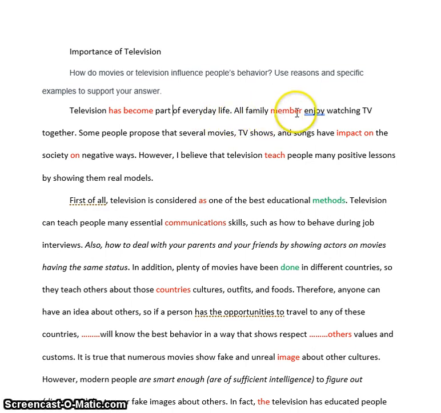All family member, because you have the word all, plural, we need the noun to be plural. Members enjoy watching TV together. Now, TOEFL and IELTS like to see a logical flow of information. They like it when your sentences have some kind of connection. This sentence and this sentence don't really have a connection. So let's add a linker, a good advanced linker, to give it a connection.